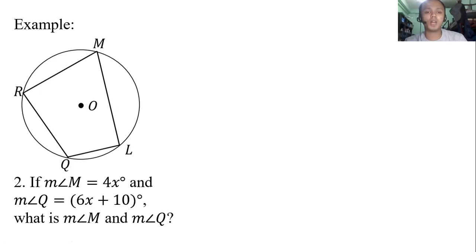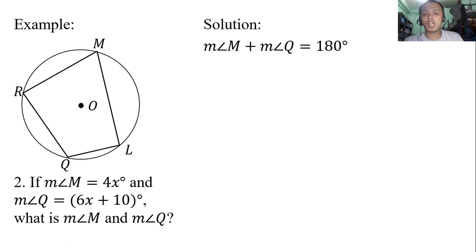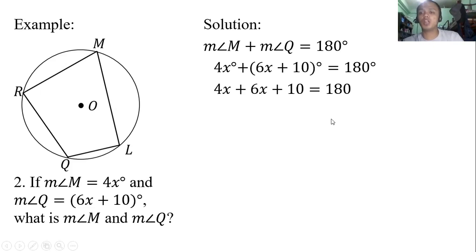To find it, we will apply the cyclic quadrilateral theorem. Okay, as you can see, Q and M are opposite angles, therefore, they are supplementary. Okay, now substitute your M to 4x, your Q naman to 6x plus 10 degrees equal to 180. Again, remove natin tong degree sign so that we can find the value of x. Now, 4x plus 6x is 10x. Transpose 10 to the other side.